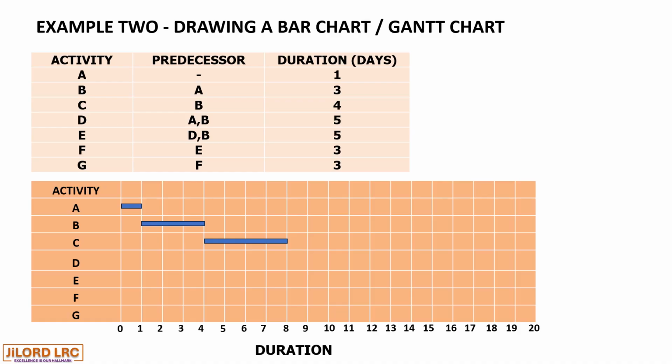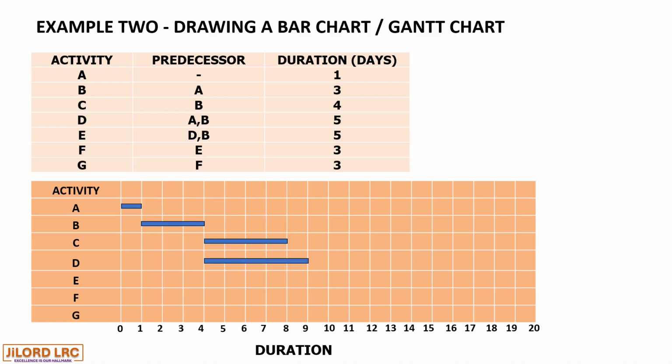In this case, A had been completed before B started, and therefore D would have to commence at the point where B ends. So we draw the bar for D starting from the end of B, which is 4. So when we add 5 days to 4, we get 9. So D starts from 4 and ends at 9.